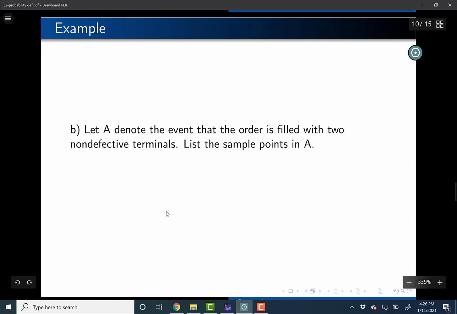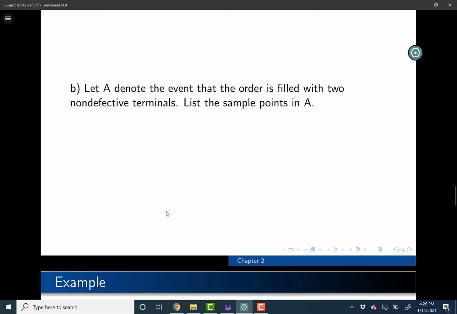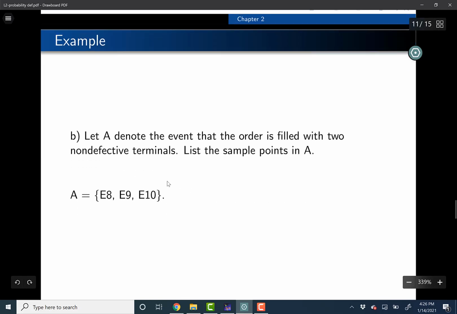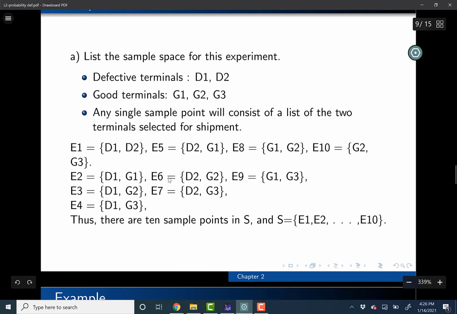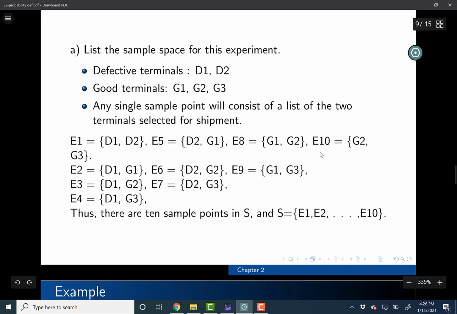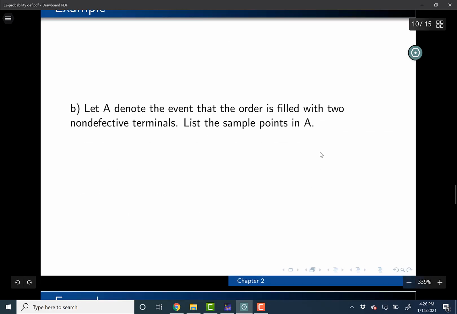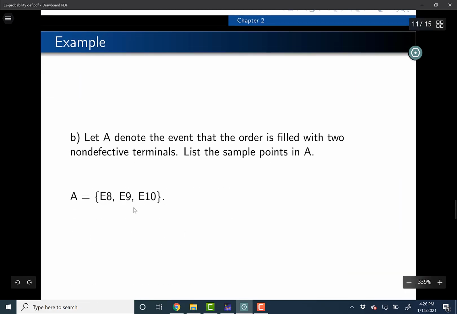Now A is the event that the order is filled with two non-defective terminals, right? So now we're interested in an event which has two non-defective terminals. List the sample points in A. So let's go back here. Two non-defective terminals means both the terminals are good. So we see here E8 has both good terminals, E9 and E10. So if A is the event that has two non-defective terminals, then A contains these 3 points, E8, E9, and E10.